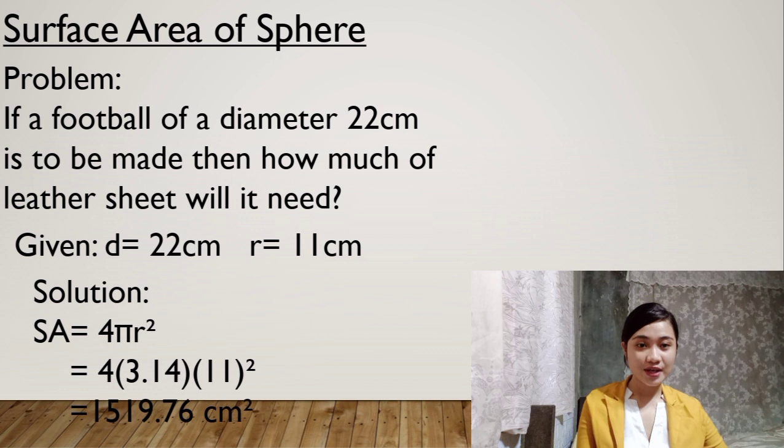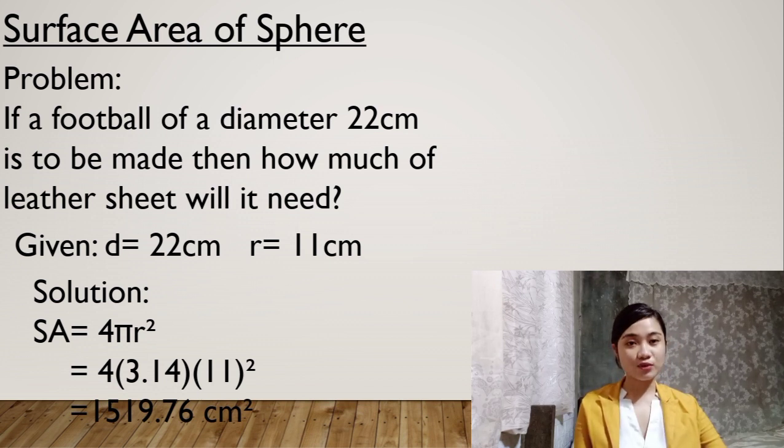So half of the diameter is the radius, which means half of 22 is the radius. So how much? We have 11 centimeters. So that is 22 centimeters. The radius of that is 11 centimeters. So, solution, we are going to solve it.